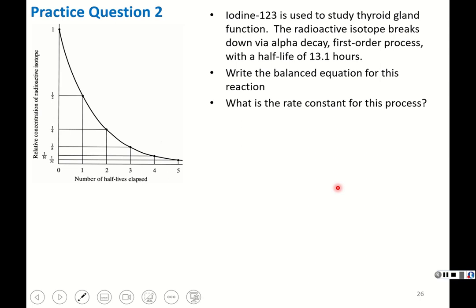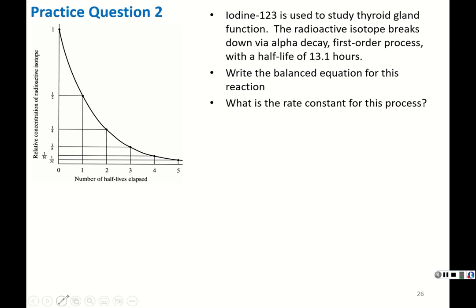Right. Let's try a practice question. Iodine-123 is used to study thyroid gland function. The radioactive isotope breaks down via alpha decay, a first-order process, with a half-life of 13.1 hours. Write the balanced equation for this reaction, and what is the rate constant for this process?